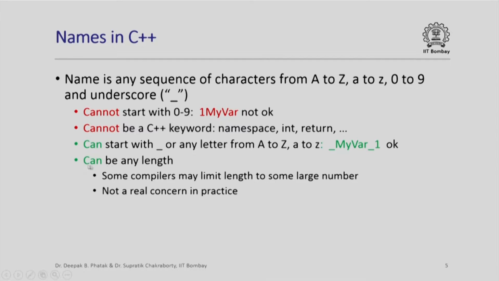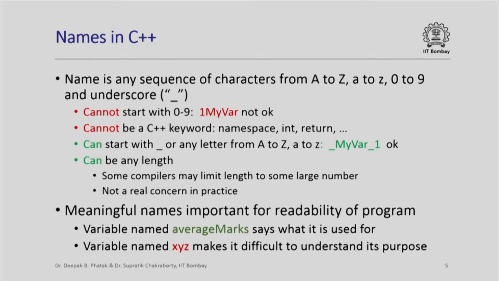A name can usually be of any length. However, some compilers may limit the length to some large number, but in reality this is not really a practical concern. Now it is very important to assign meaningful names to whatever objects you are using in a program, and the importance of this is very high if you want your program to be readable.